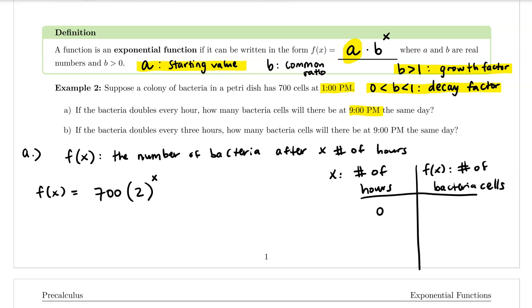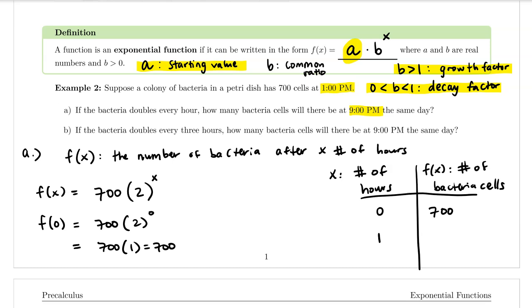So if 0 hours have elapsed, then we would plug in f of 0, and we'd have 700 times 2 to the power of 0. And when we raise that to the 0 power, that gives us 700 times 1, which is 700, which is what we were expecting because we are starting off with 700 bacteria cells.